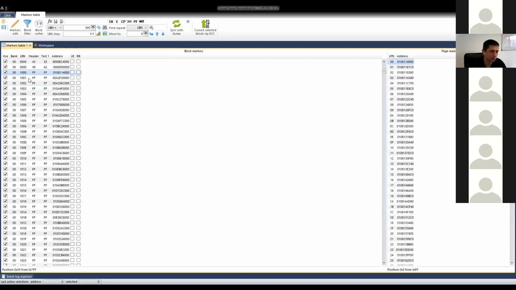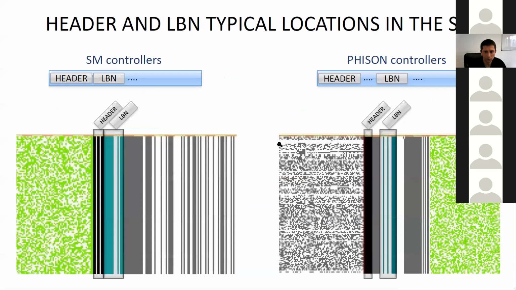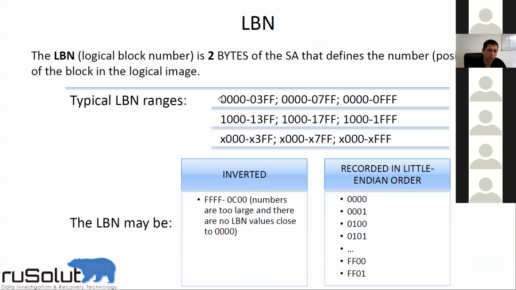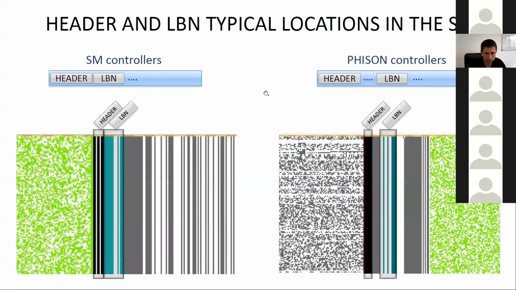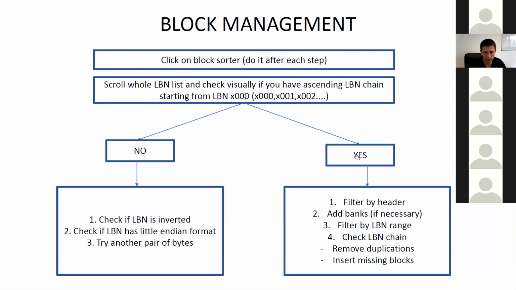And have a look from this point. I start to see a growing sequence like 1000, 1001, 1002, and so on, 44, 45, 46. So the sequence is growing. And you remember the typical ranges of LBN. LBN may start from 0000 until some standard value, or from 1000 until something, and so on. So if I see this 1000, I suppose that my LBN position is good. So the answer on this diagram would be yes, right? Because I see an ascending LBN chain. I have it. So the next step would be filter by header.